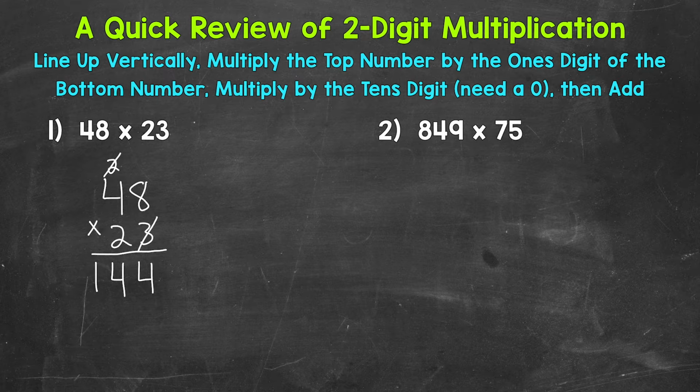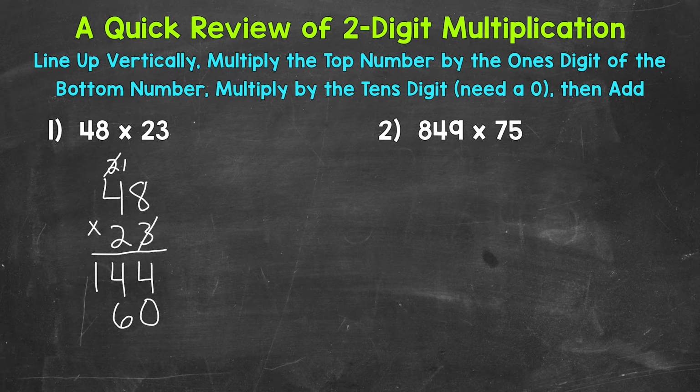So we need to make sure we write a 0 here. Again, because we're moving over to the tens place, and that 2 has a value of 20. Once we have that 0, we can do 2 times 8, and then 2 times 4. 2 times 8 is 16, so we write our 6, and then carry our 1.